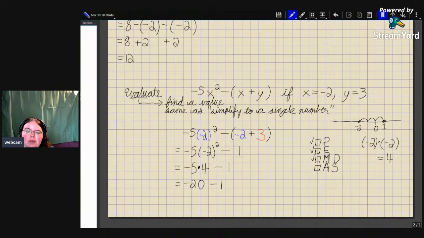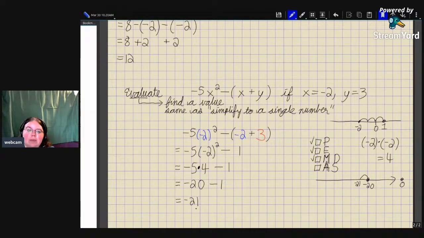And then our addition and subtraction step. Well, we've got -20 minus 1 here. So if we're at -20, and we go -1, well, clearly that's going to put us at -21. And so that would be the value that I've found for this expression with these values of the variables.